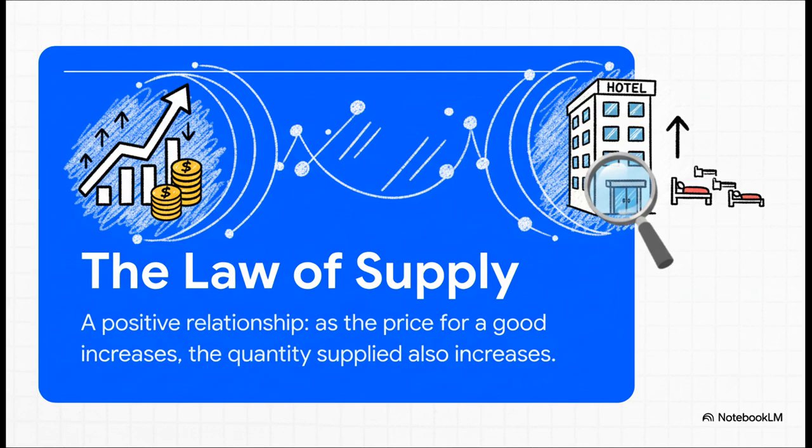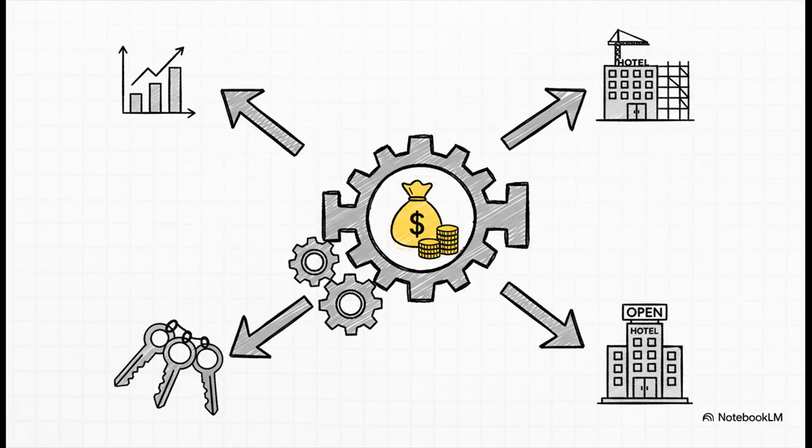This one's a positive relationship. As the market price for a hotel room starts to climb, more and more businesses are willing to make more rooms available. It makes sense, right? When the potential reward gets bigger, you're willing to put in more effort to get it. And what is the one single engine driving this entire law?